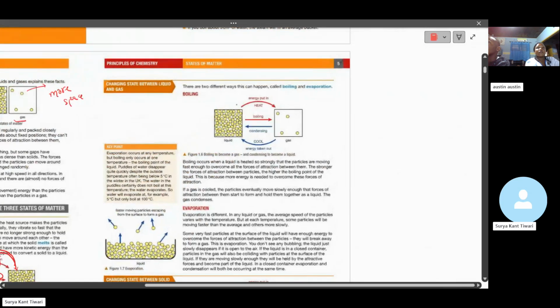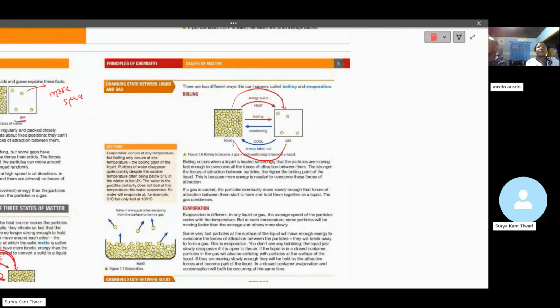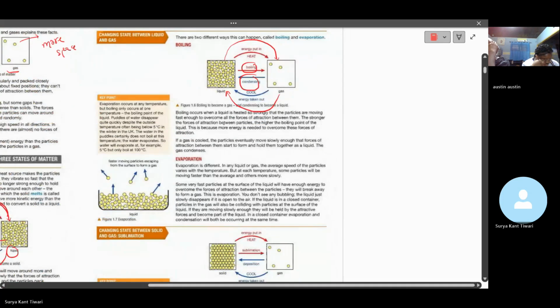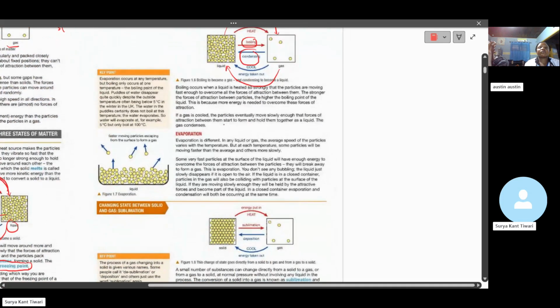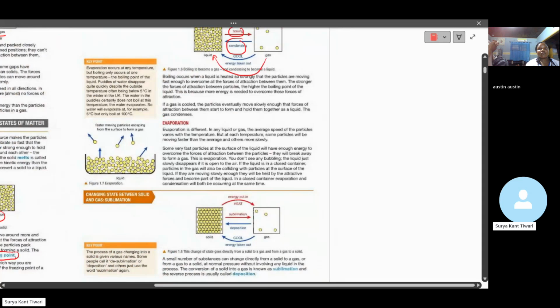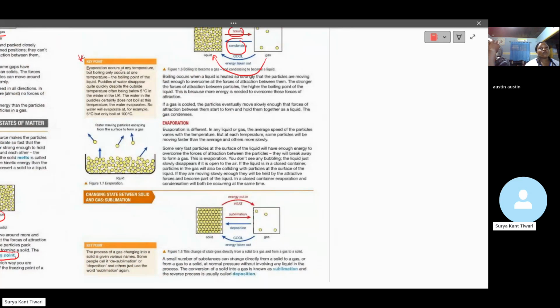See, when a liquid becomes a gas, we have to give heat. When a gas becomes a liquid, we have to take the heat out. So that process is called boiling, and this is called condensation. And after that, see, this is a very important key point: evaporation can occur at any temperature, but boiling occurs only at one temperature, the boiling point of the liquid.